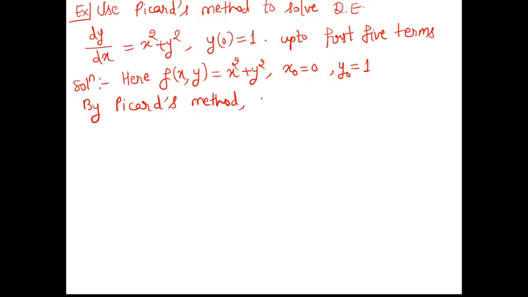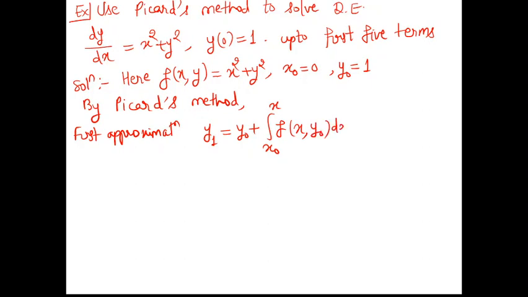the first approximation is given by what we have. So first approximation, the formula, is denoted by y1 is equal to y naught plus integral from x naught to x of f of x y naught, integration with respect to x. So we will substitute the corresponding values. We know y naught, which is 1, plus integral x naught is 0 to x f of x y naught.